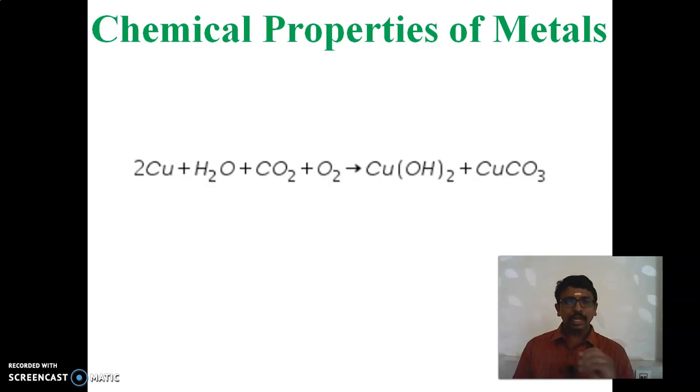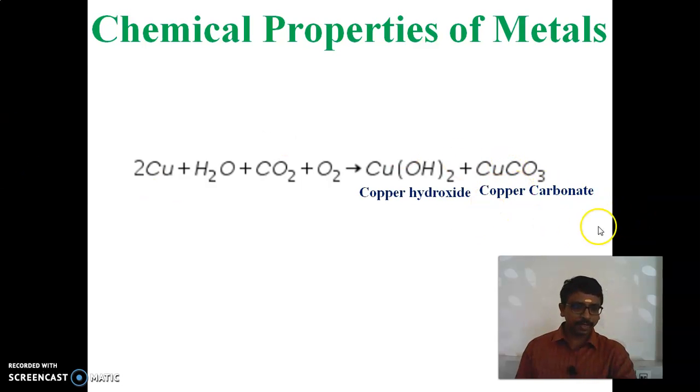From that it forms copper hydroxide, that is Cu(OH)2. So Cu(OH)2 means copper hydroxide. And another one is copper carbonate, that is CuCO3. It's copper carbonate. Actually, copper carbonate and copper hydroxide are highly poisonous.